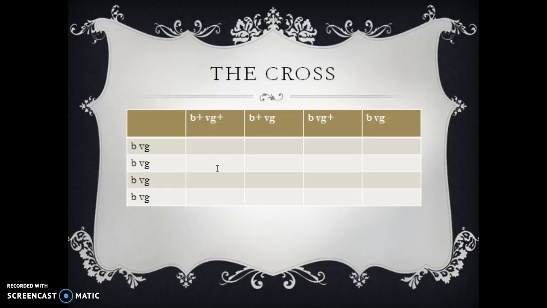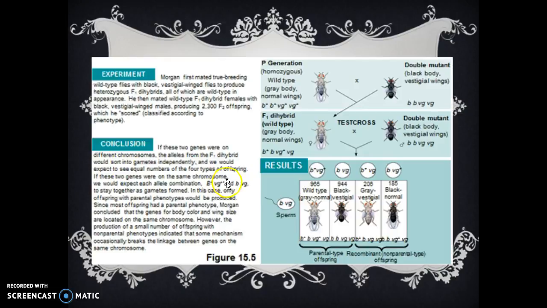Keep in mind that the normal wild type fly was heterozygous for the Bs, it was heterozygous for the VGs, and the second parent, the doubly mutant one, was homozygous for the little b, and homozygous for VG. Let's take another look at those parents right here. We can see that heterozygous right there and right there. And we can see the homozygous right here and right here.